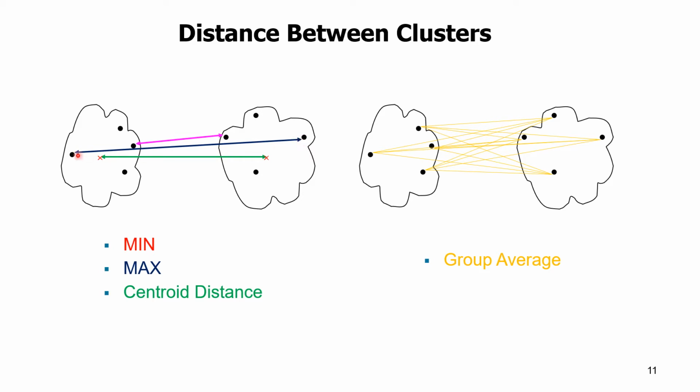If you use centroid distance, then this is the centroid of this cluster, and this is the centroid of this cluster. So the distance between these two centroids is the definition of centroid distance. If you use group average, you compute the distance of every possible pair, and the average value of all these distances is defined as the group average. So this shows the differences between all these distance measures.